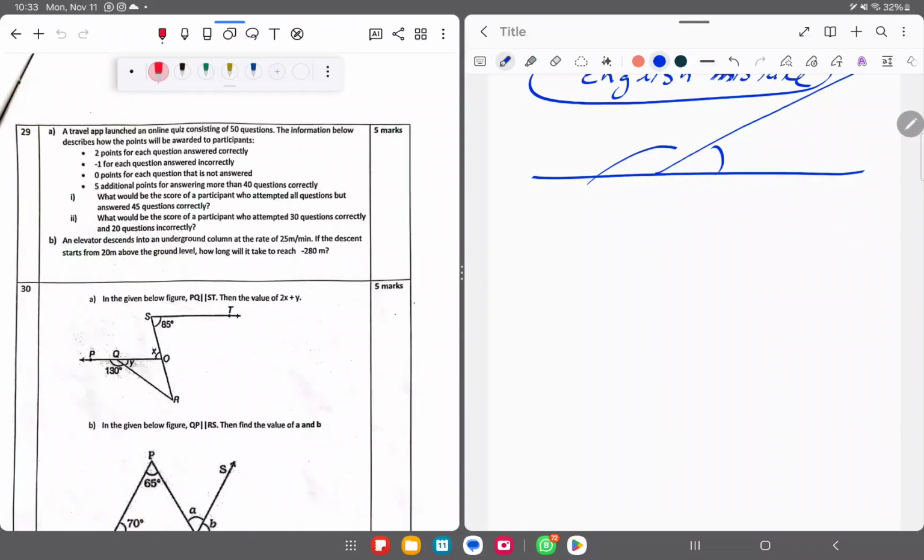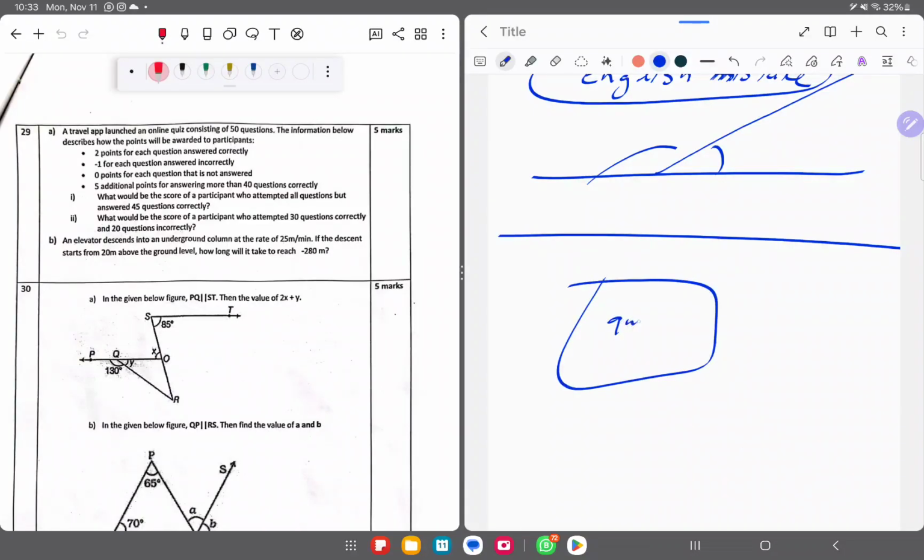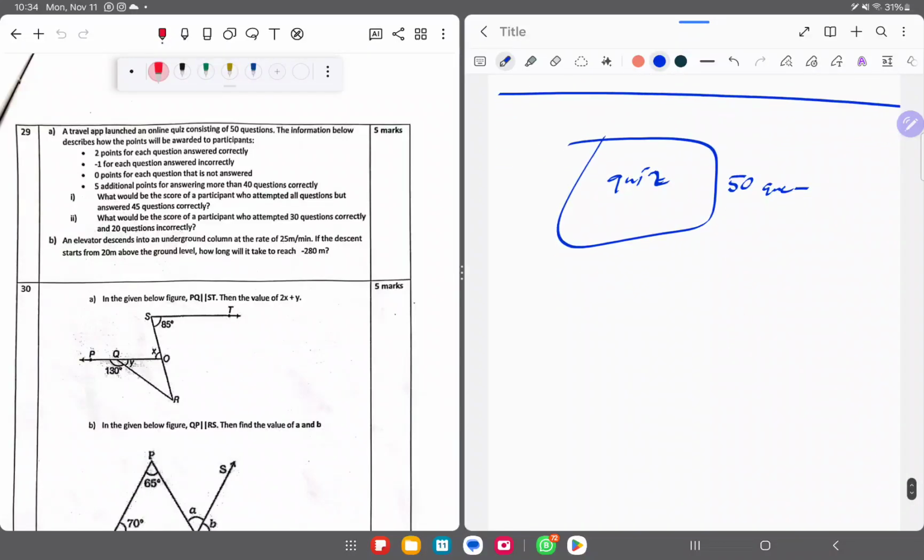29. A travel app launched an online quiz consisting of 50 questions. Please show me an application and open a quiz option, and show me 50 questions popping up. The information below describes how points will be awarded to participants. 2 points for each question answered correctly. -1 for each question answered incorrectly. So +1 correct, -1 wrong.